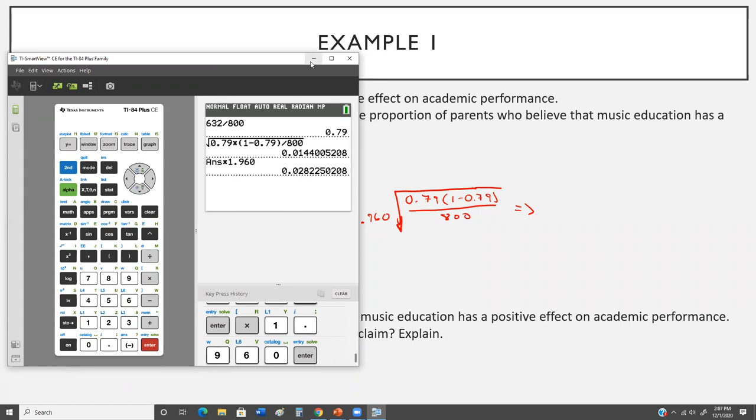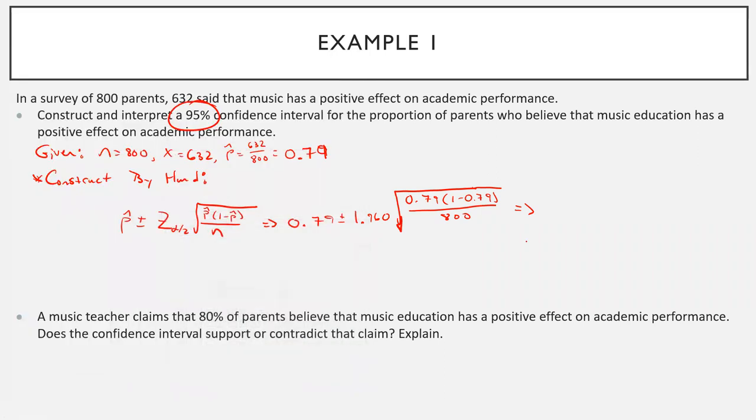So it's 0.79, add and subtract 0.028. Okay, so our lower bound for the interval is the subtraction part. So it's 0.79 minus 0.028.